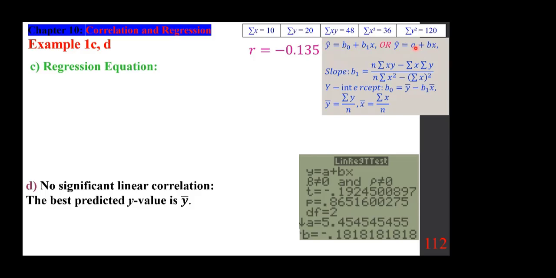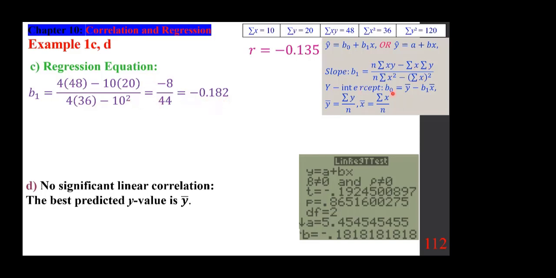So let's calculate b sub 1. Take a look at all of this. We had it calculated in the first place, so we have it. We plug in, for example, n, which we know is 4. The summation of xy, we know it's 48, minus the summation of x, which is 10, times the summation of y, which is 20. The denominator is n times the summation of x squared, so 4 times the summation of x squared, which is 36, minus the summation of x quantity squared, the summation of x is 10, so 10 squared. You do the math, and this is the answer.